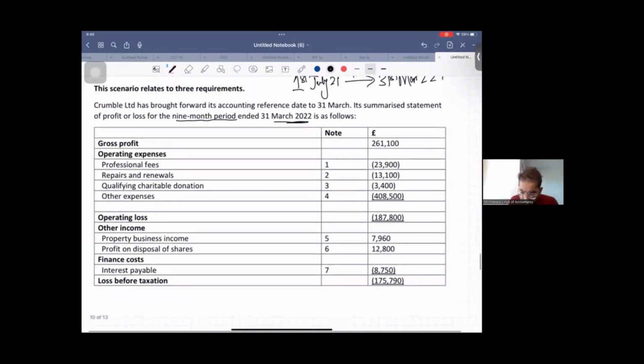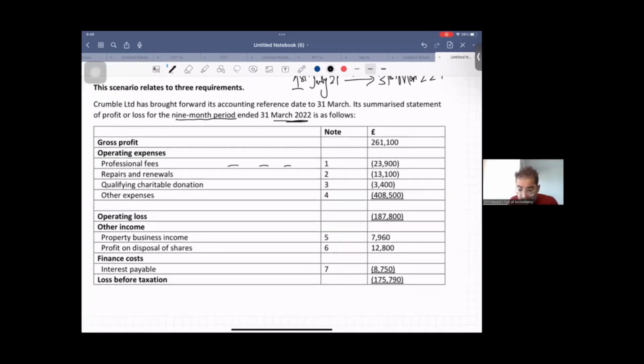See, you have a gross profit. Then you have professional fees with reference to note number 1. Then you have repairs and renewals, qualifying charitable donations, other expenses, and finally an operating loss. Then you have other income, property income, and gains. With shares, you have a capital gain. Then you have interest payable, which is called finance cost, and loss before tax. This is the main first thing.